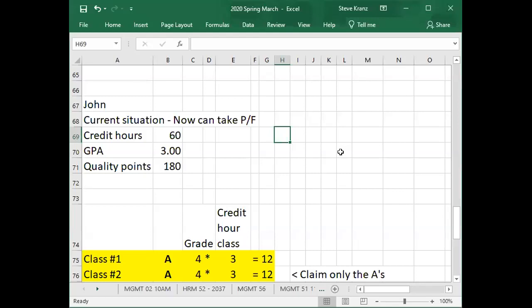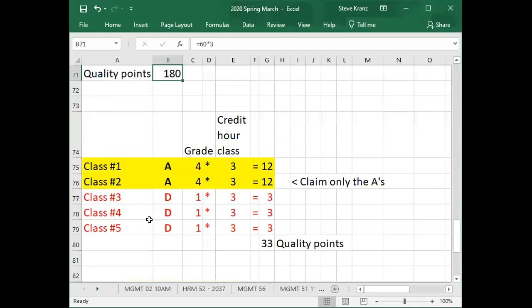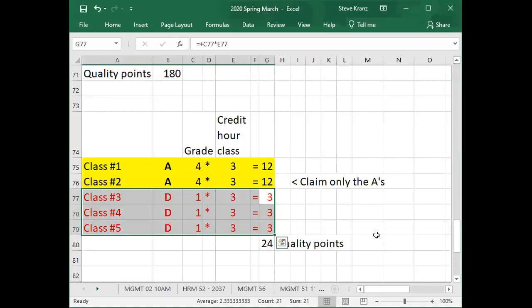Under our new situation, we'll go back to John taking his classes this semester, and he has 60 credit hours, a current GPA of 3.0, and quality points of 180. And now this semester, he has the 2 A's and 3 D's. In this situation, he only wants to claim the A's. The D's will lower his quality points and his GPA. So if he only wants to claim these 2, then his total quality points isn't 33, it's going to be 24. Understand? Because these classes here will not count towards his GPA.